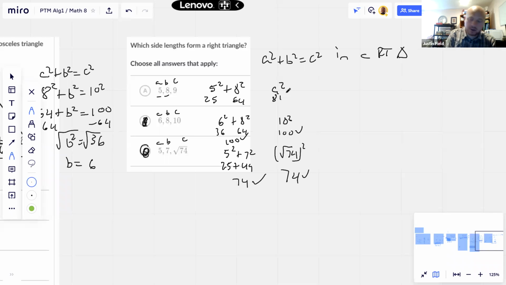So 25 plus, see, so 25 plus 64 is 100. Wait, 89 is not 100. I knew it wasn't 100. It's 89. And 9 squared is 81. So not equal. Not the answer. Not a right triangle.